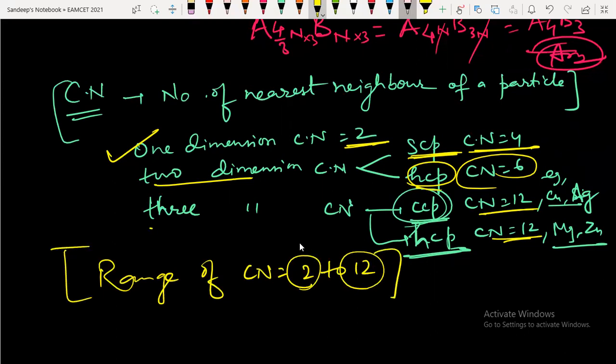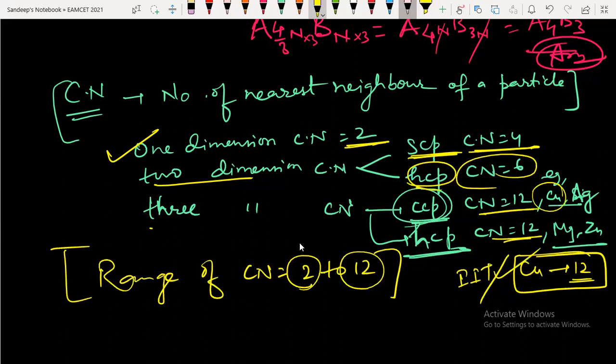An IIT question was asked like this: what is the coordination number of copper? The coordination number of copper is 12, because it forms the CCP close-packed structure. Coordination number is 12.